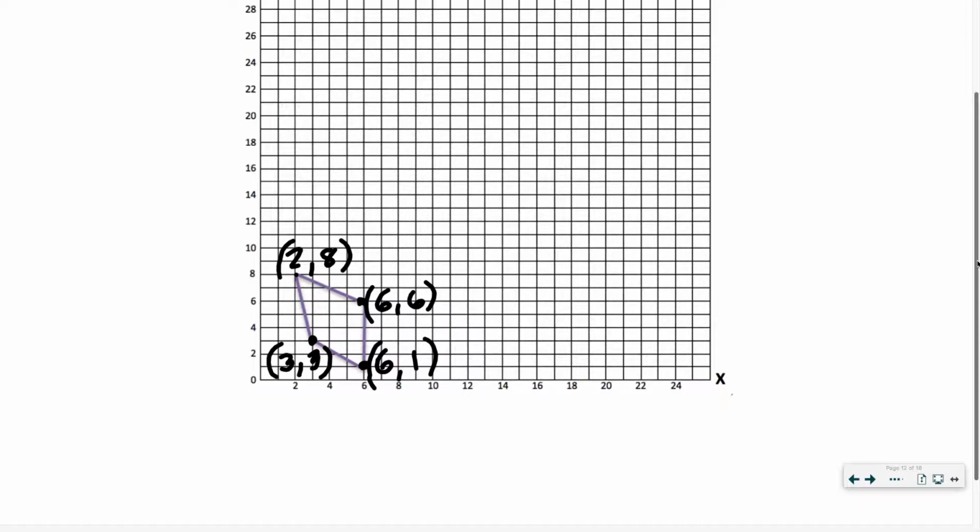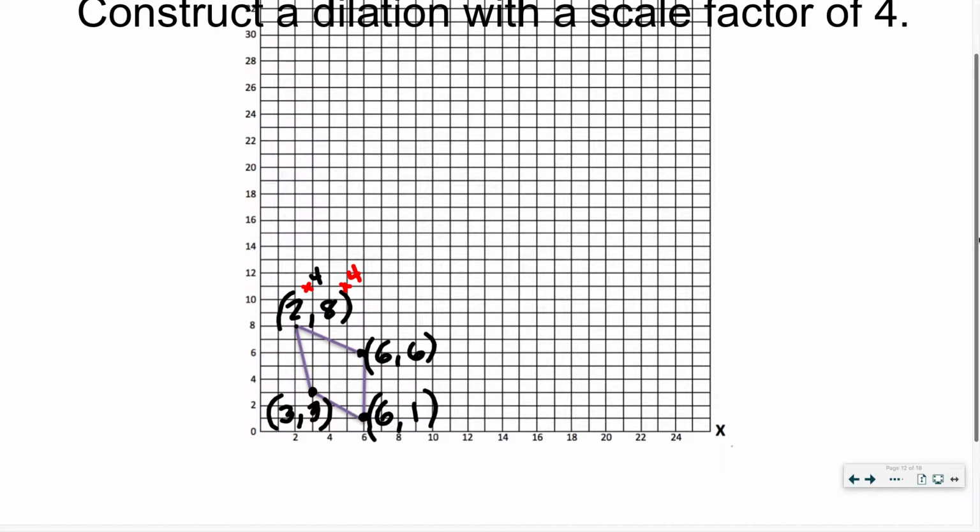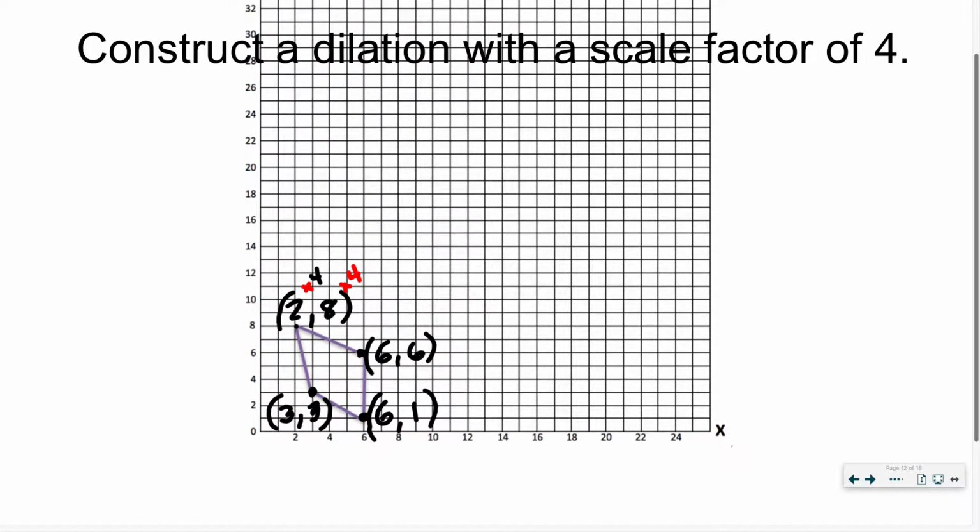Does anyone want to share one of the new coordinates that they got? Christian, what do you got? Which one did you dilate? 2, 8. What did 2, 8 become? 8 and 32. So he multiplied both coordinates by 4. So he ended up with 8, 32. So I'm going to plot that where x is 8 and y is 32. I have to move this a little bit. 8, 32.